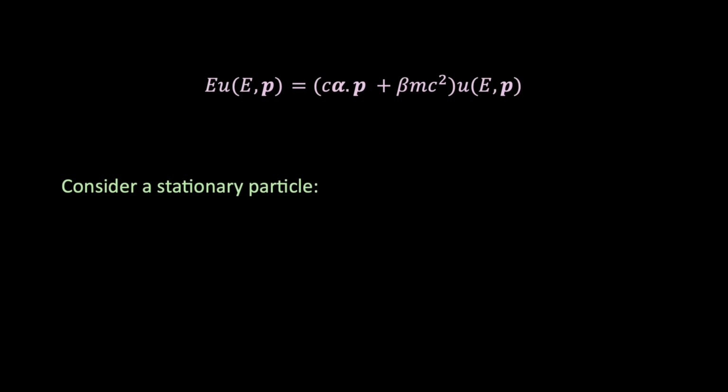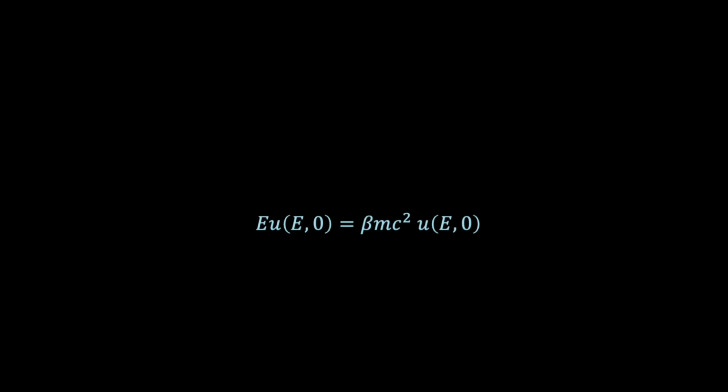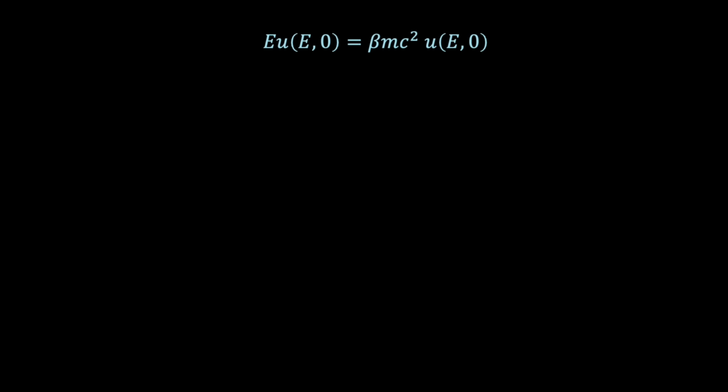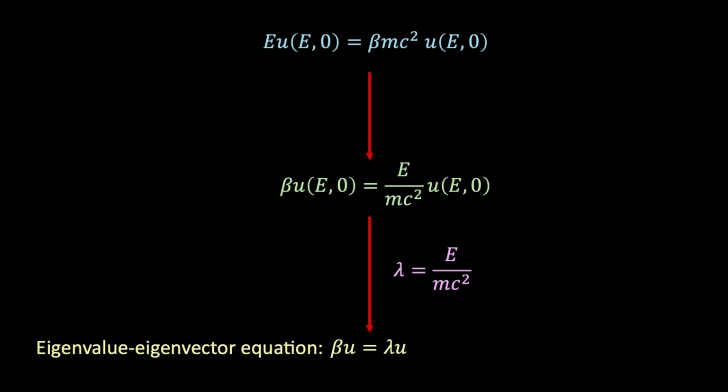Next, we're going to consider the case of a stationary particle, corresponding to a momentum vector (0, 0, 0). In this case, our eigenvalue equation simplifies, and we end up with the following equation, which we'll now solve to find the allowed spinor solutions. To make things neater, let's divide both sides by mc², and then define lambda equals E over mc². We then see that our equation takes the form of an eigenvalue eigenvector equation, where the spinor u is playing the role of the eigenvector, and lambda is the corresponding eigenvalue.